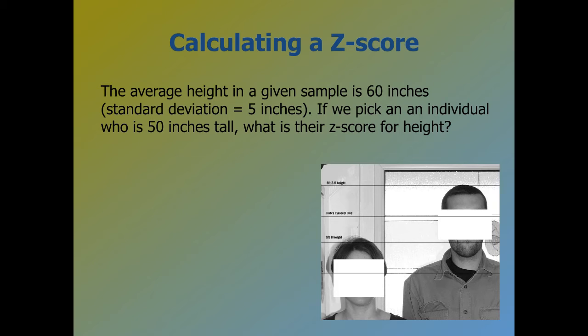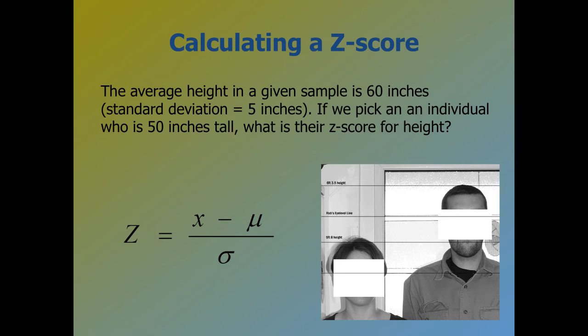So how do we calculate a z-score? Let's take a word problem here. The average height in a given sample is 60 inches, so that's going to be my mu, right? And my standard deviation is 5 inches. If we pick an individual who is 50 inches tall, what is their z-score for height? Okay, so now the 50 inches here is going to be my x value, if you remember the formula.